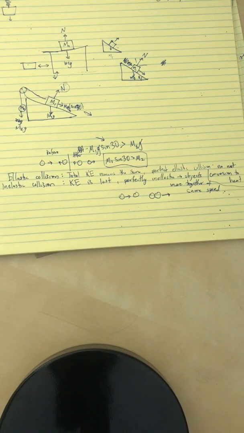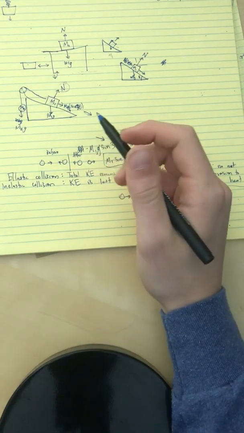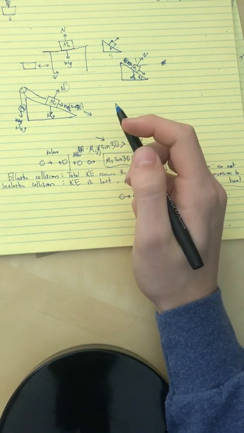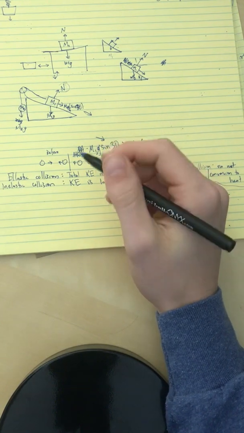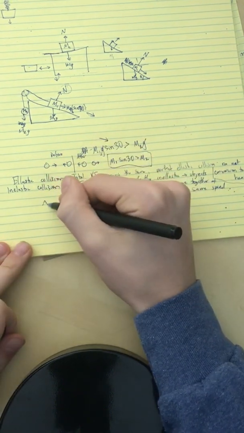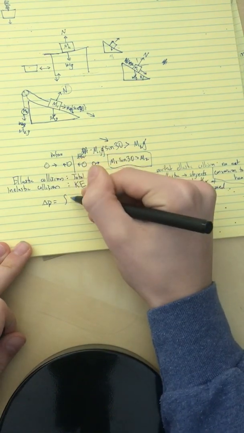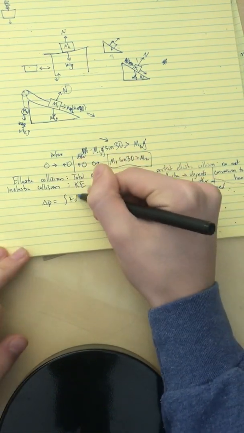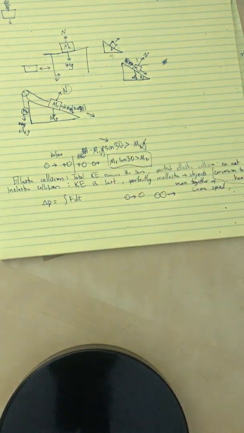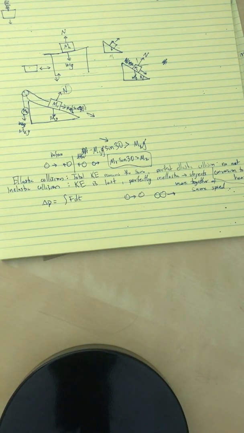And now I'll just give the formula for the change in momentum. So that is going to be change in momentum equals the integral of force dt, integral of F dt. So that'll be useful. That's definitely an equation that you should know and write down and memorize.